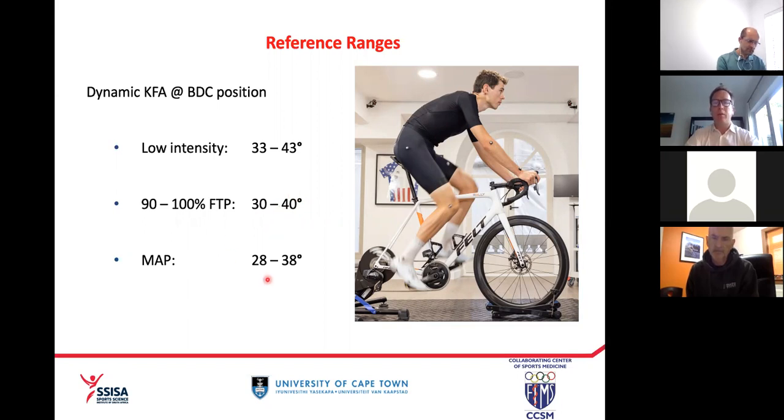And if we look at maximal aerobic power, then we see that the range is approximately 28 to 38. And within these ranges, we know that elite cyclists will trend to the left-hand side and more recreational cyclists to the right-hand side. And there are various reasons for that. And a fundamental one, which is important, is hamstring flexibility. And obviously, the more aggressive the position, that hamstring flexibility will inhibit the knee flexion from reaching a minimum during the bottom dead center position. So those are the ranges that we would be able to infer from the research.